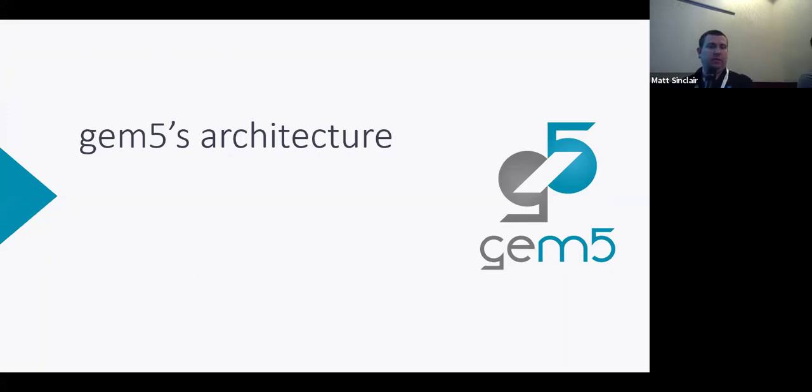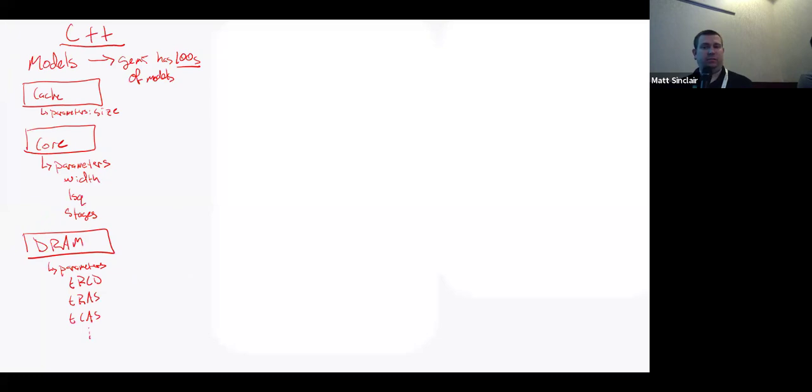We'll keep going here. So in terms of gem5's architecture, there are 3 key points that I want to make. First of all, gem5's models are written in C++, and it has hundreds of such models. These models can be for things like caches, which have parameters like what size or associativity or line size do I want the cache to have. It has a variety of cores where your parameters might be, is it in order or out of order? If it's out of order, how wide is it? What's the LSQ size? How many stages of the pipeline are there?